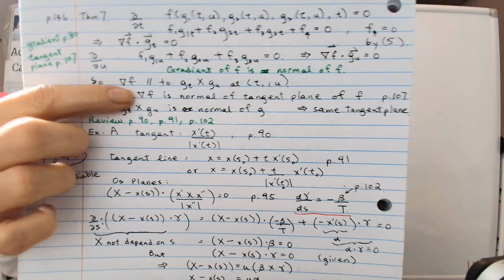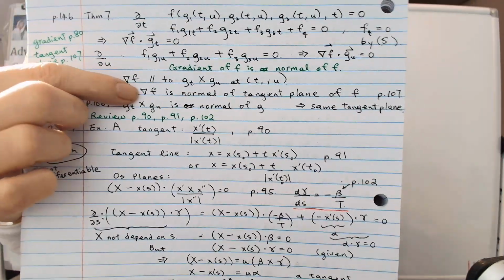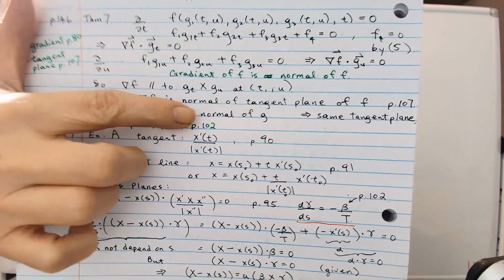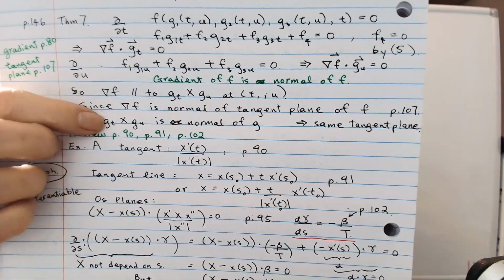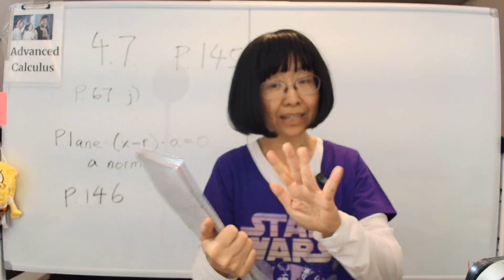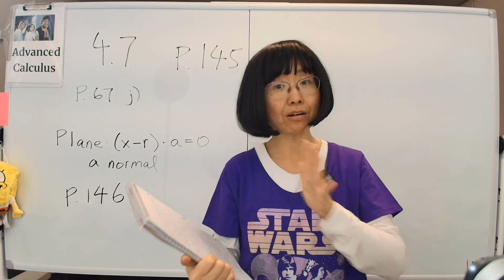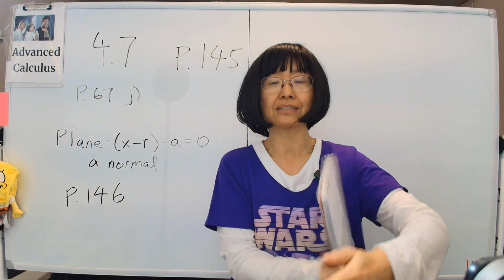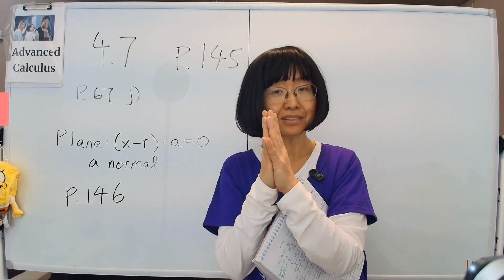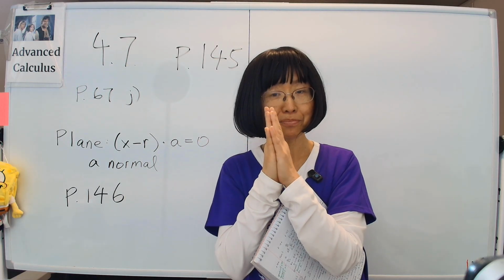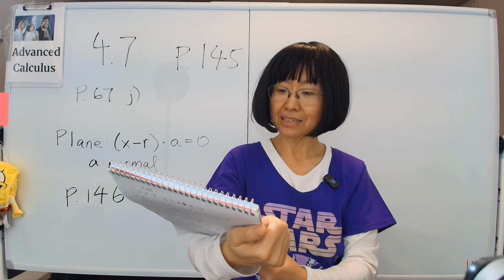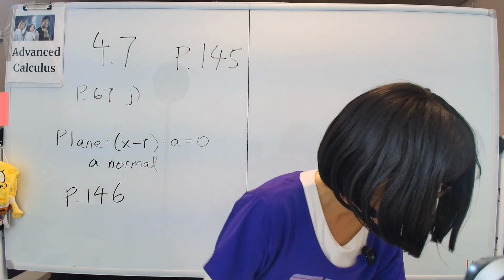Now, grad F is normal to the tangent plane, okay? And then GT cross GU is also the normal of the G surface. So that means they are parallel, which means the two tangent planes are parallel, and they also go through the same point. They share a common point, which means the two tangent planes are the same. So that is the proof of theorem 7.